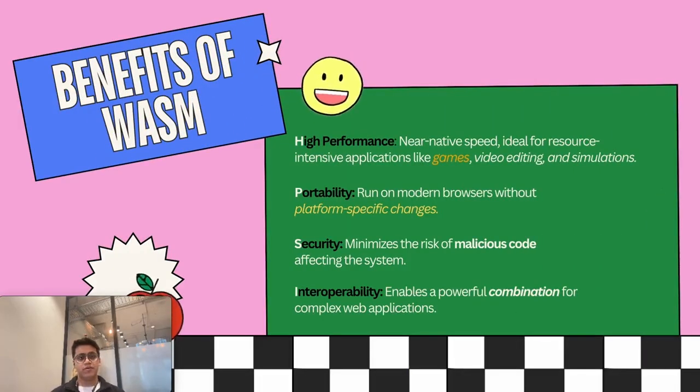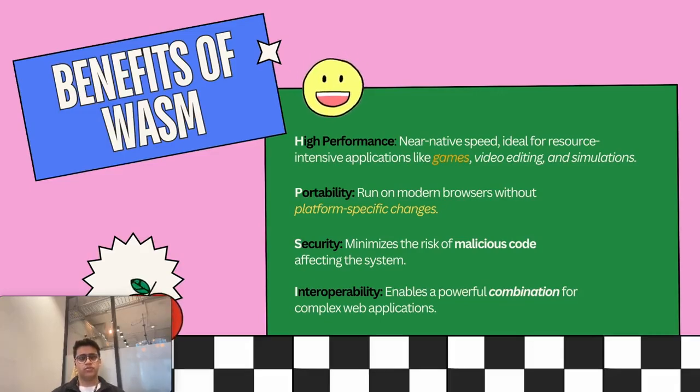So the first is high performance. WebAssembly runs at a very near native speed, I would say, if not exactly the native speed. One good example could be complex 3D games in the browser without using any plugins, and this could be faster up to like 20 times than JavaScript for certain tasks as well.